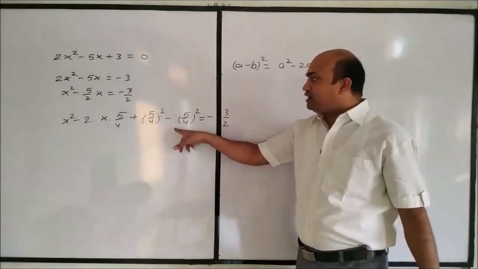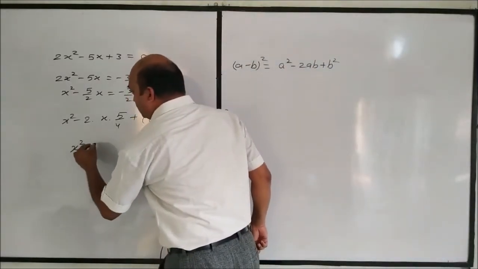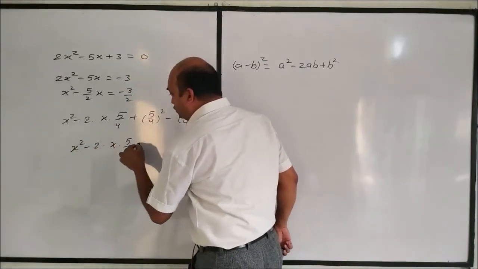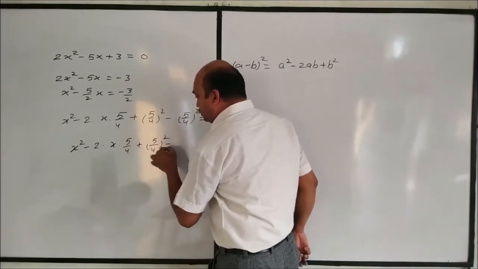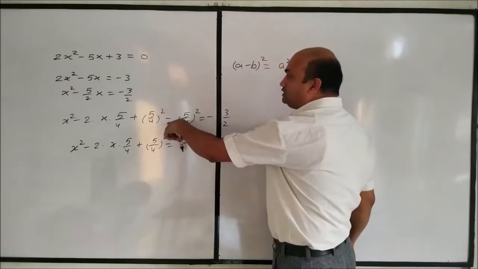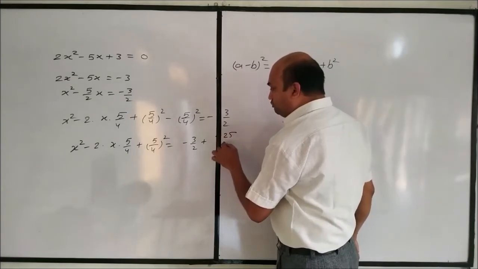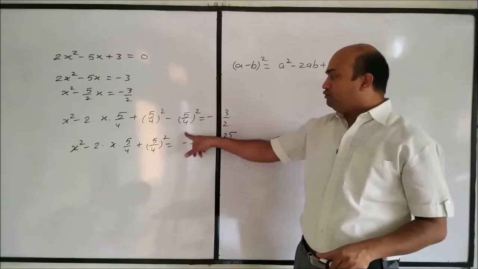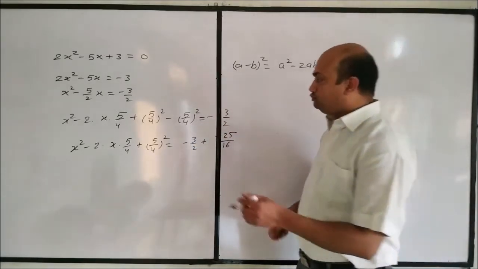Now this minus 5 by 4 square we shift here. It is x square minus 2 into x into 5 by 4 plus 5 by 4 square is equal to minus 3 by 2. This we shift here, it is negative. When we shift it here, it will become positive. It is 25 by 16. Okay, 5 square is 25, 4 square 16. Negative term we shift here, it will become positive.